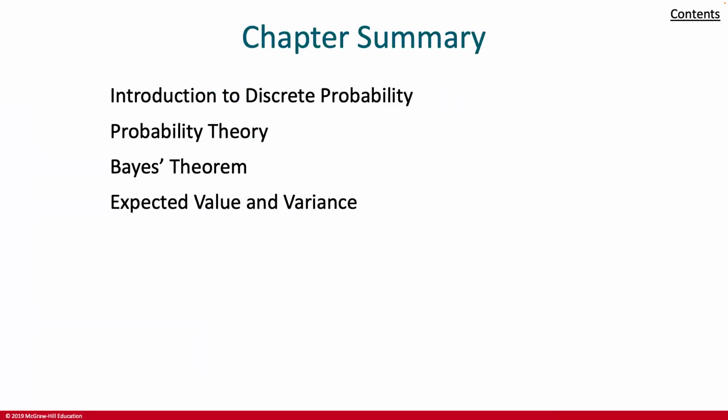which has been the area that I've been trying to focus on as we go through this material. So here are some things that we'll cover. We'll give an introduction to discrete probability. We'll talk about probability theory, Bayes' theorem, and then two concepts, expected value and variance. So combinatorics and probability theory share common origins.